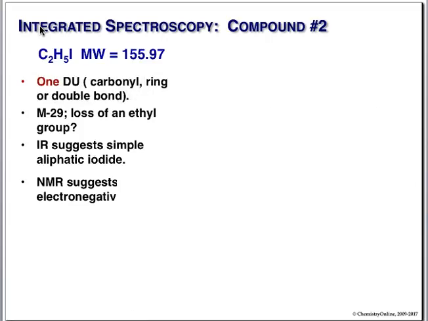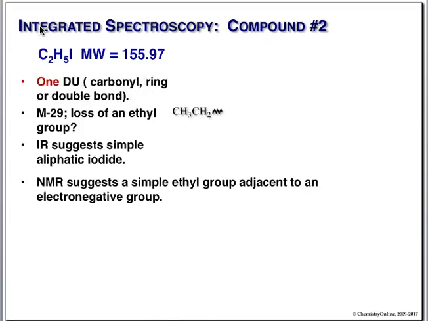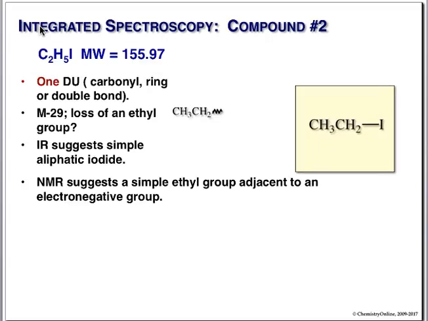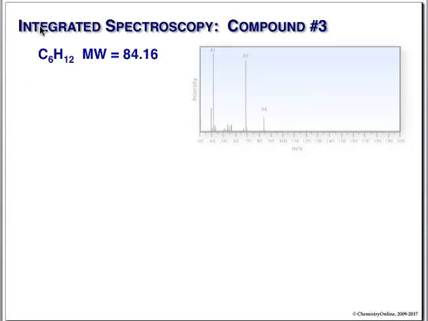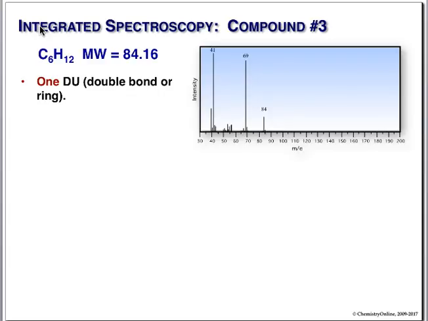Putting it together, we have an ethyl group and we have an iodine. This is simply ethyl iodide. Any questions? All right, C6H12. That's 1 degree of unsaturation, isn't it? No oxygen, so we're probably dealing with either a ring or a double bond.